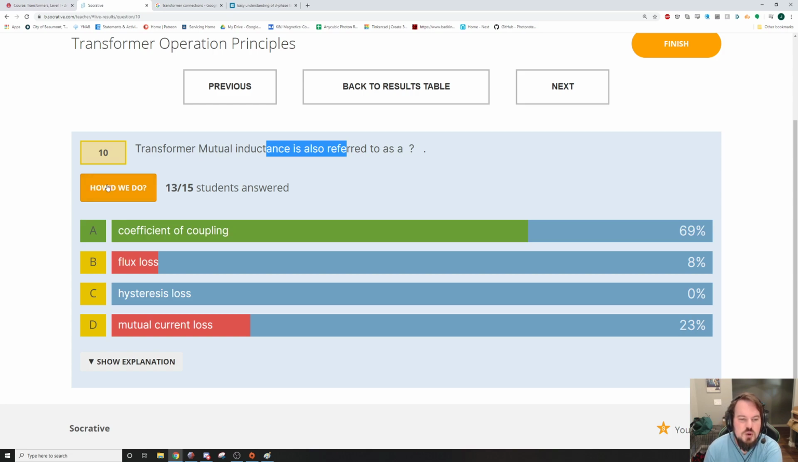Transformer, its coefficient of coupling. This is one of those just mutual inductance, which we talked about earlier. Coefficient of coupling is another word for that thing. That's it.